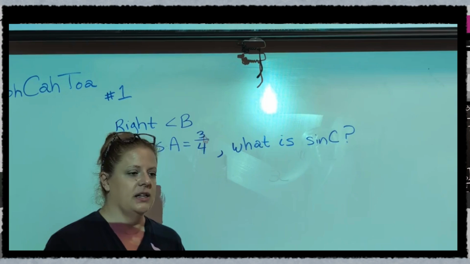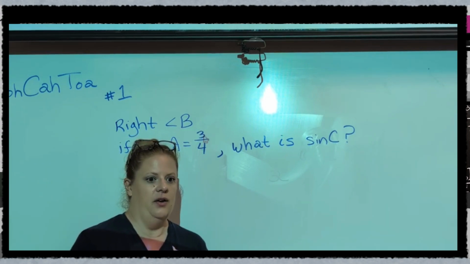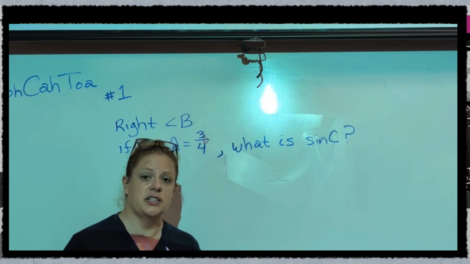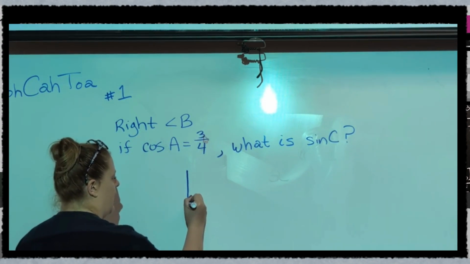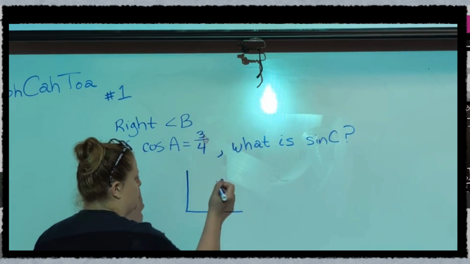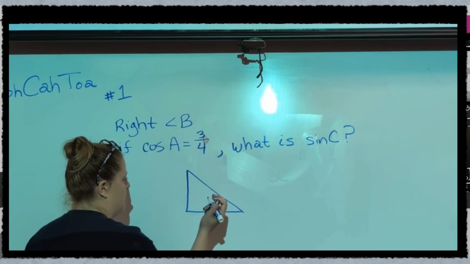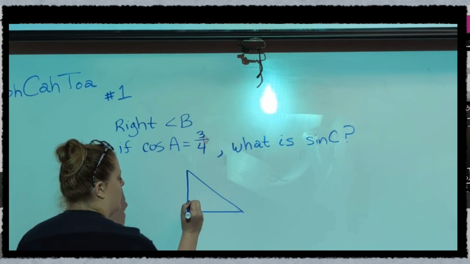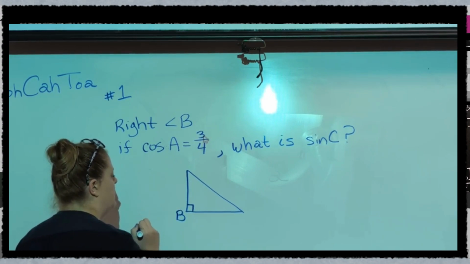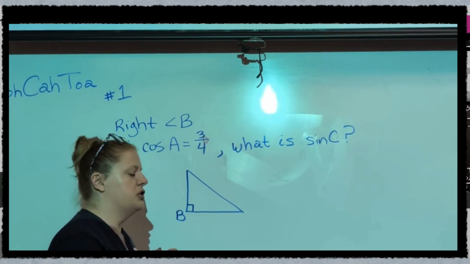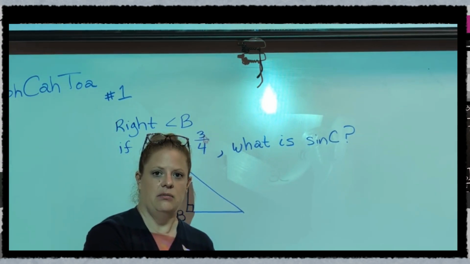Now, it might be a little intimidating because they're like, well, we have a triangle. I don't know what it looks like. But they tell us it's a right triangle. So we know we have a right angle. And you can just draw in a generic right triangle. They do tell us our right angle is B, okay? And we know that the overall triangle is called ABC.